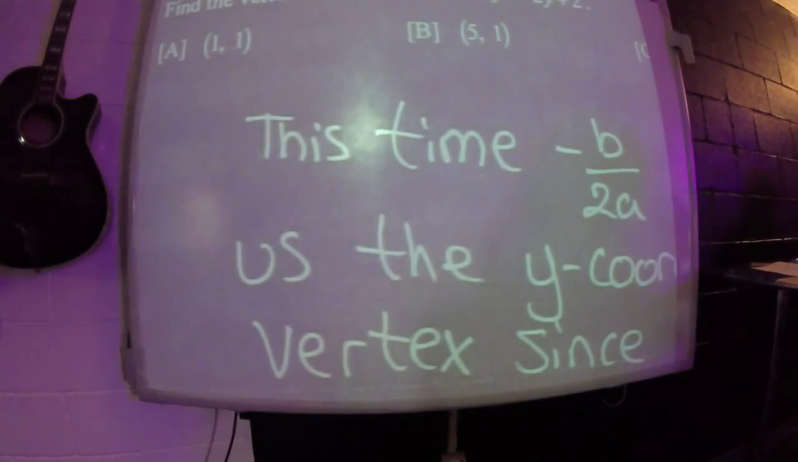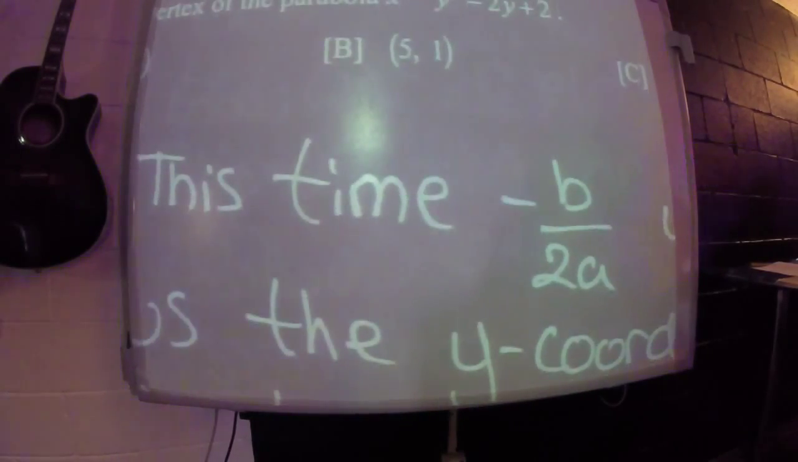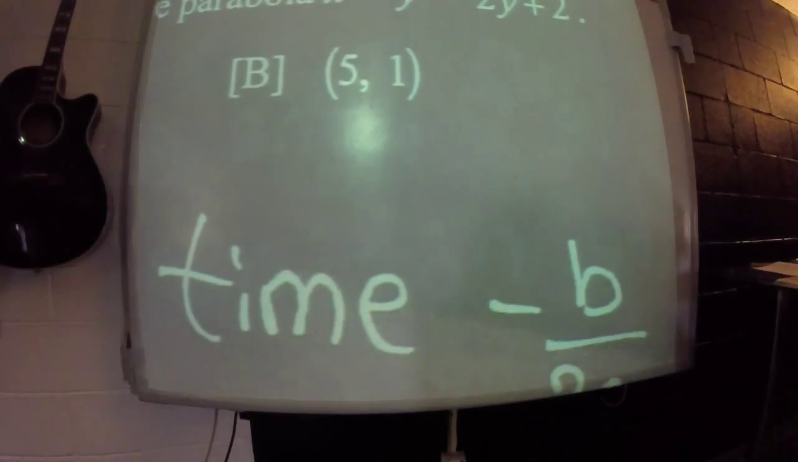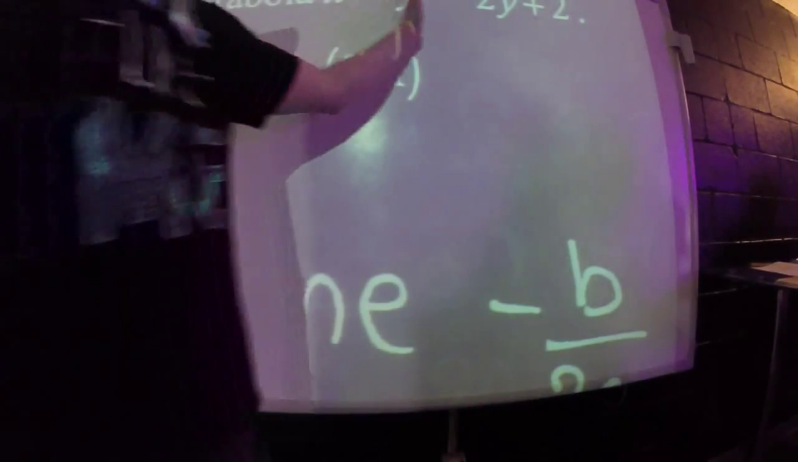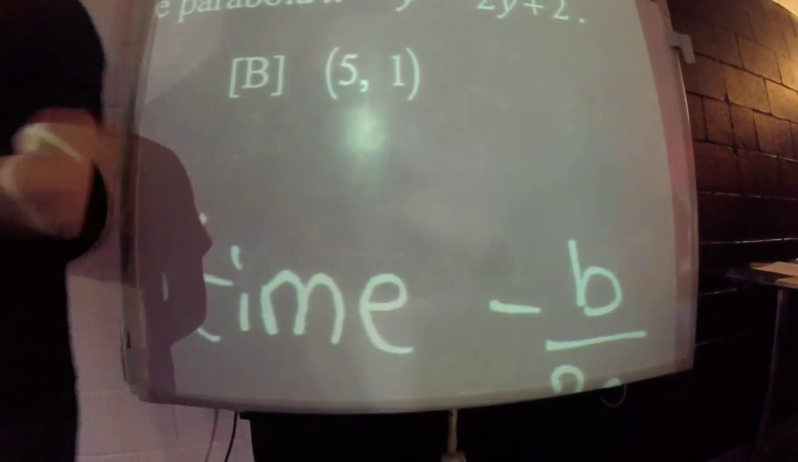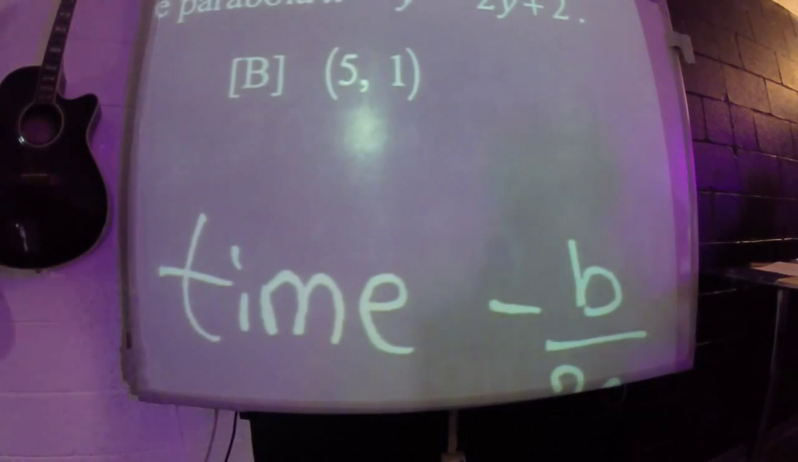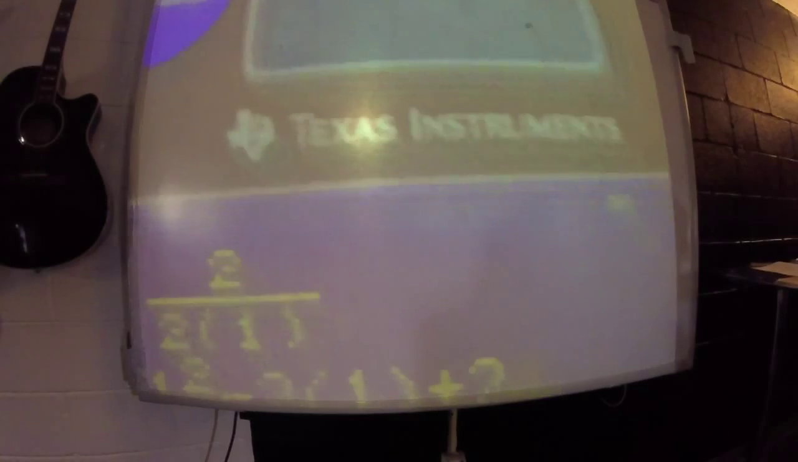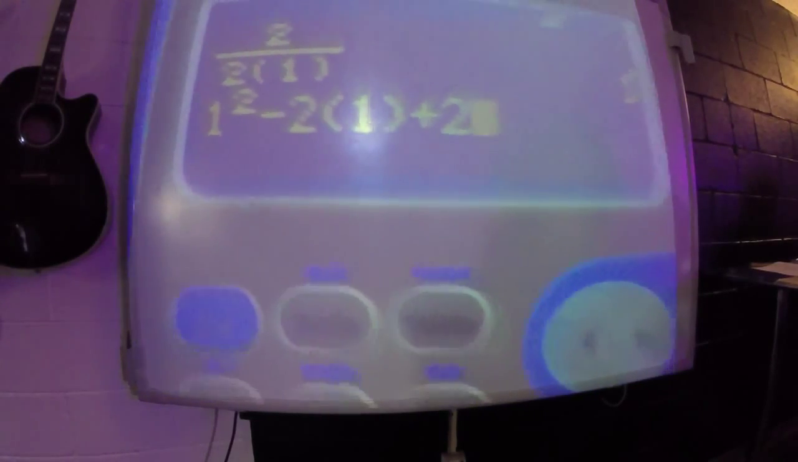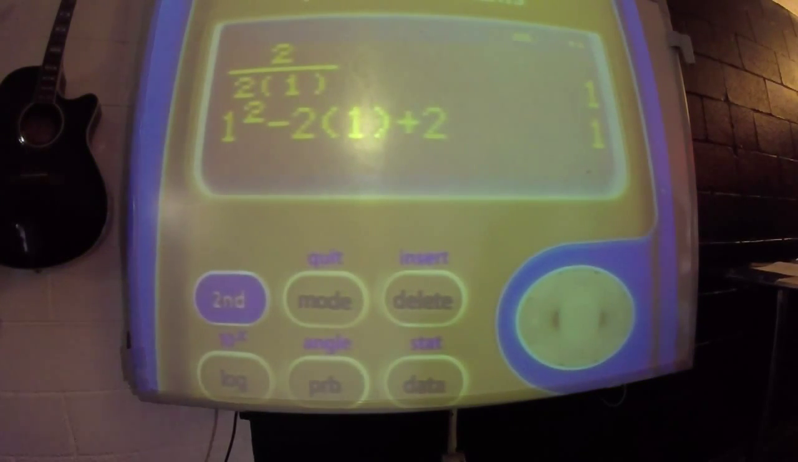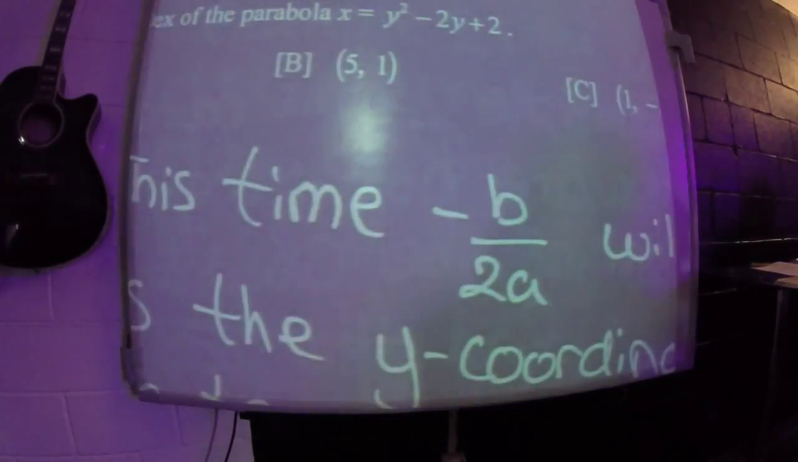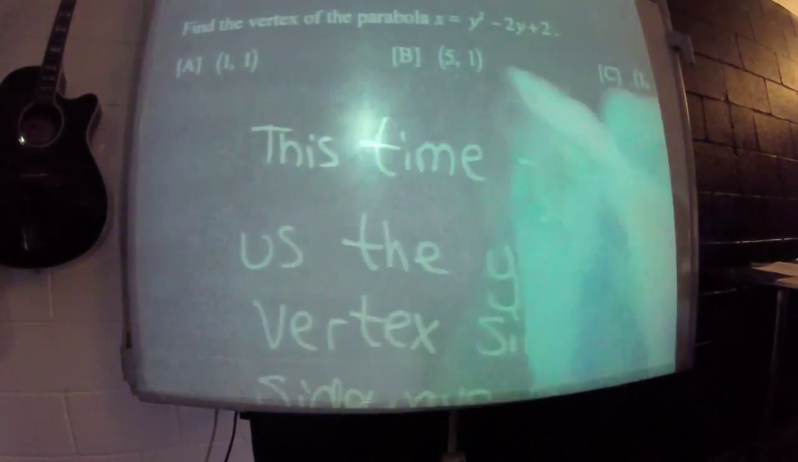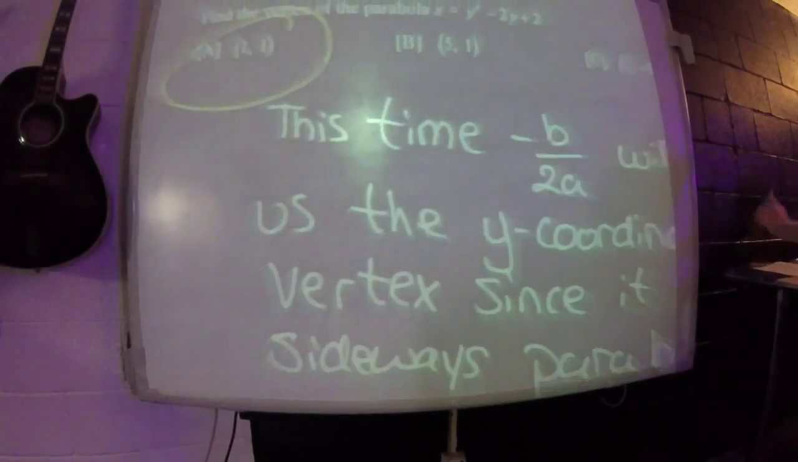Now we've got to find the x coordinate. What do you think I'm going to do? Plug it in. Plug the 1 in for the y's. So you get 1 squared minus 2 times 1 plus 2. And the x coordinate is also 1. So you go 1 and 1.